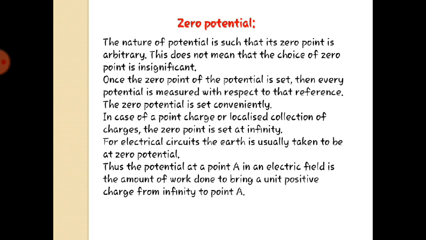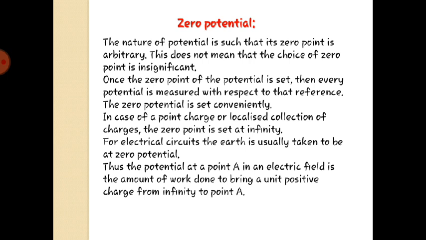Thus, the potential at point A in an electric field is the amount of work done to bring a unit positive charge from infinity to point A. If we are going to find out the potential at point A, we have to take that charge from infinity to the point A. That is nothing but potential.